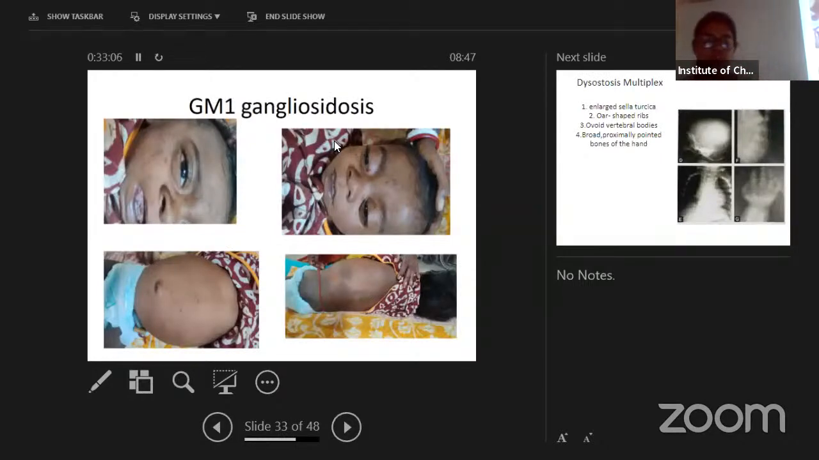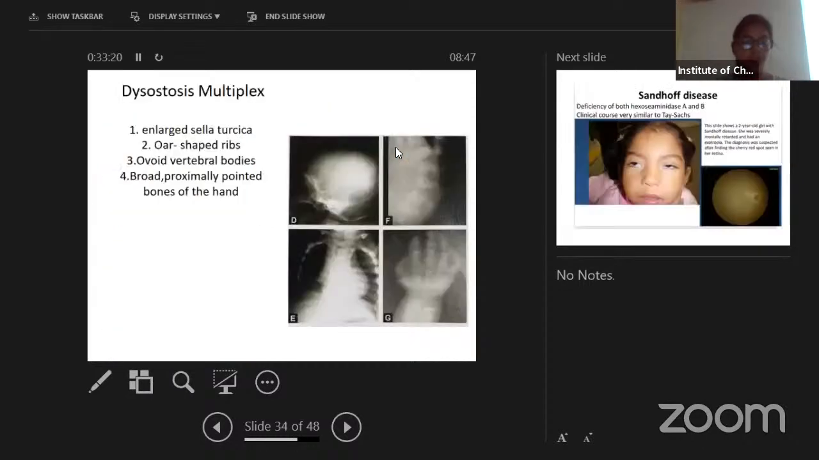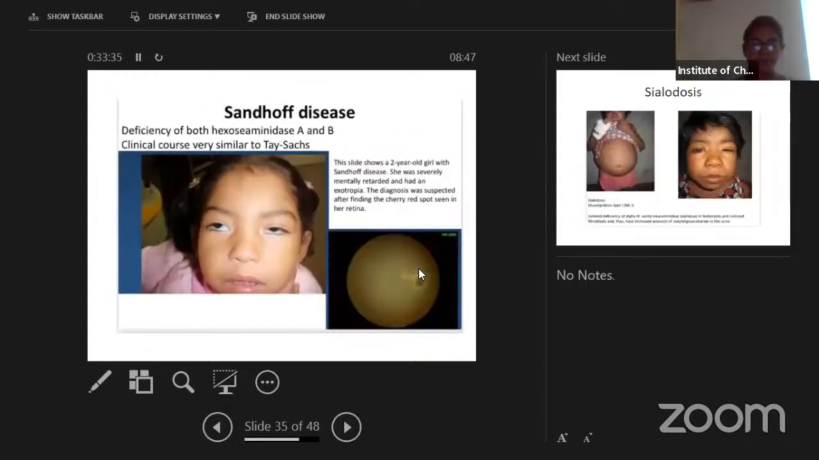This is a patient admitted in our institute with a complaint of coarse facies, abdominal distension, hepatosplenomegaly, and persistent Mongolian spot. It was diagnosed as GM1 gangliosidosis. On X-ray, we found dysostosis multiplex, meaning enlargement of the sella turcica, oar-shaped ribs, ovoid vertebral bodies, and broad proximal bones and pointed bones of the hand.